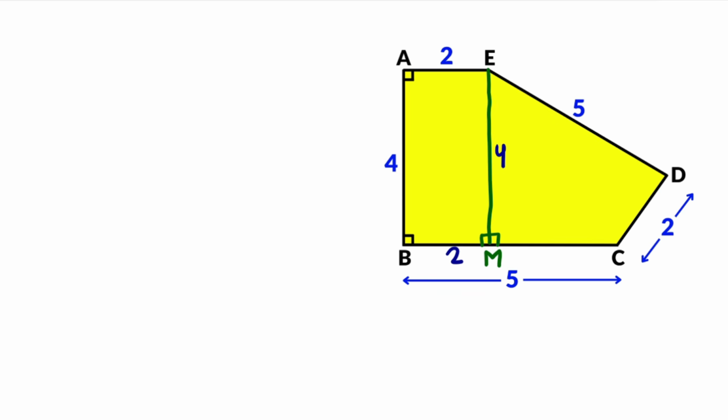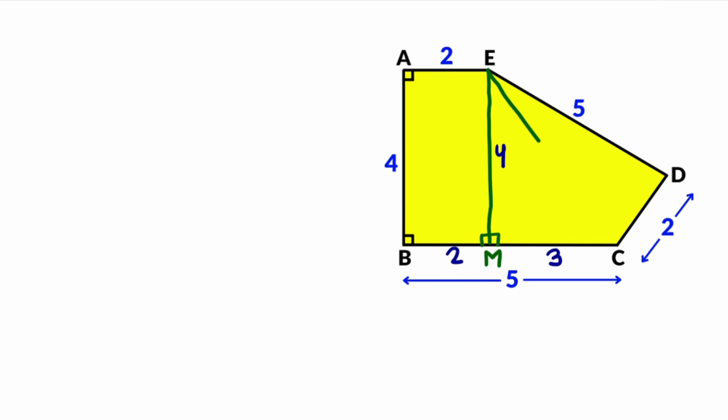Now, look at the remaining part of the bottom side. The entire length, BC, is 5. We've already used 2 units for BM. So the remaining segment, MC, is 5 minus 2, which is 3.